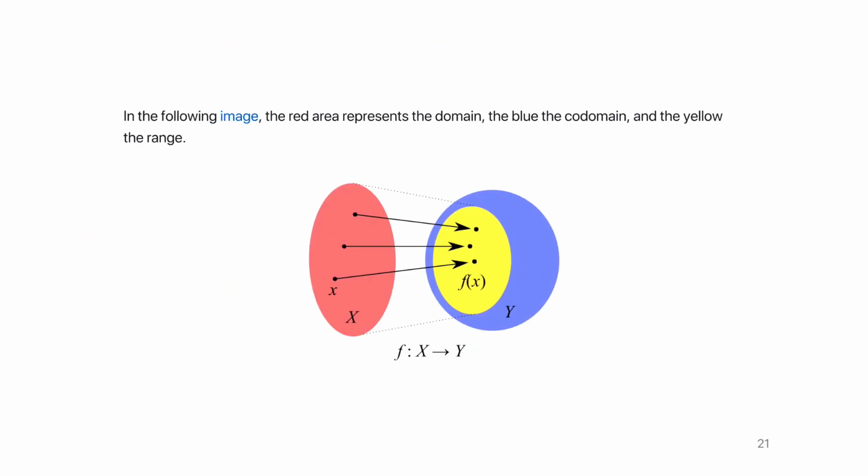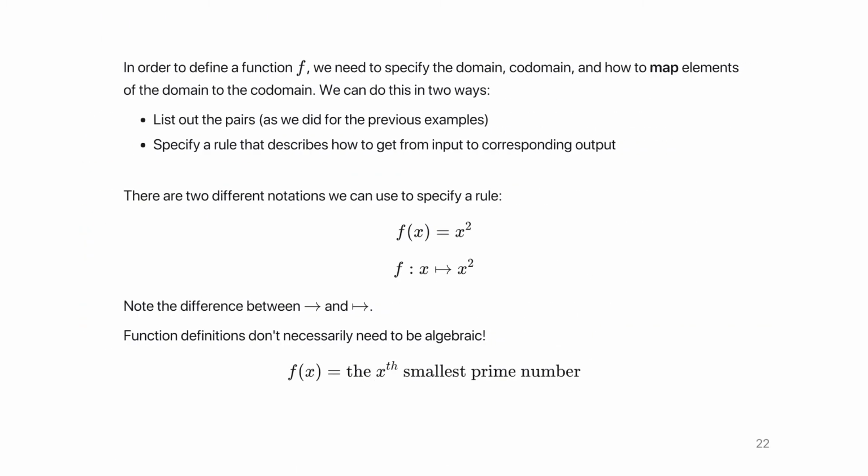Okay? And this is another image that sort of describes the relationship between domain, codomain, and range. The red is the domain, codomain, and this is the range. So as you can see, the range will always be a subset of the codomain. Cool. And so in order to define a function, we specify the domain and codomain and how to map elements of the domain to the codomain. Right? So we can do this in two ways. We can list out the pairs as we've been doing, but that's, in the future, not necessarily what we'll do. Usually what we'll do is specify a rule that describes how to get from input to the corresponding output, right?